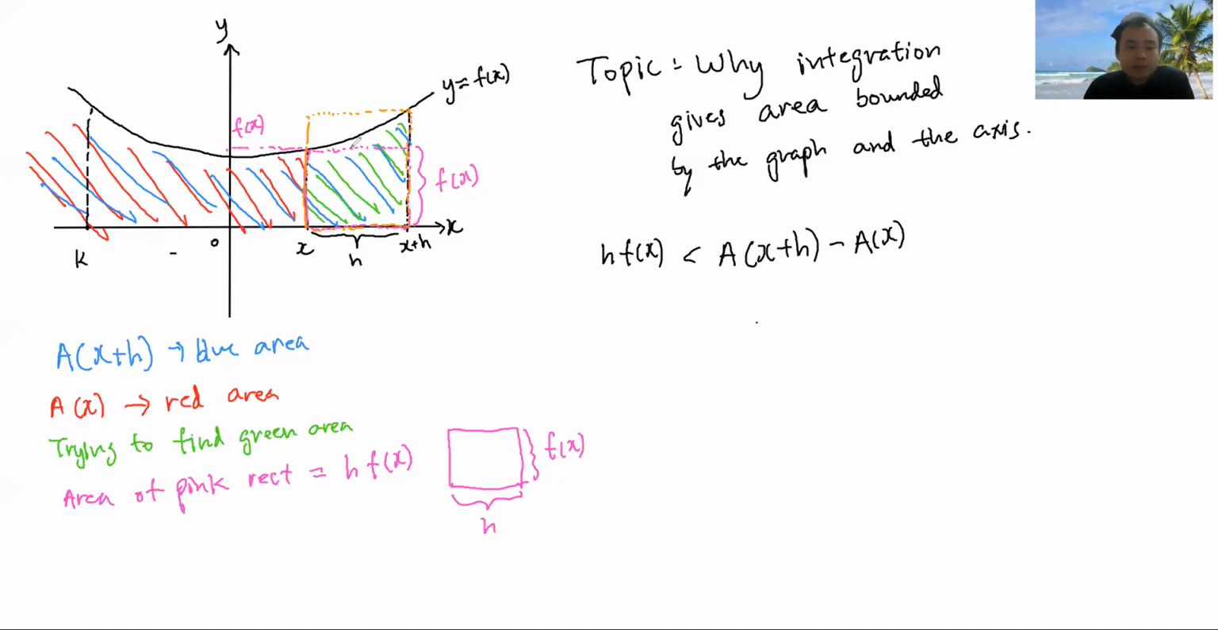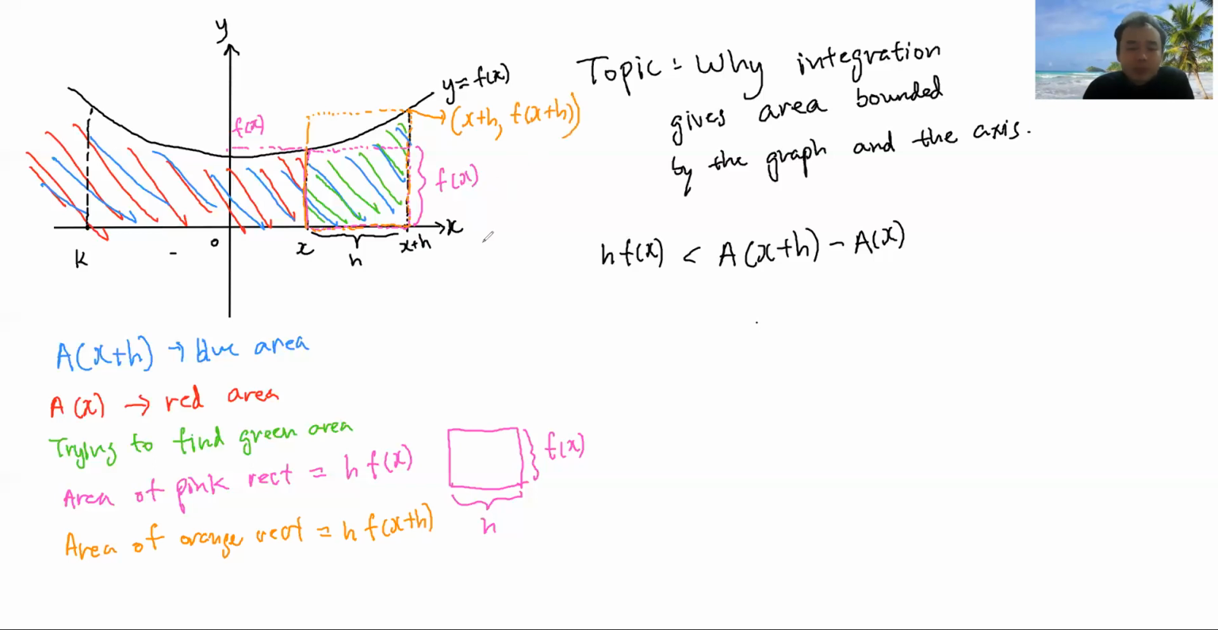Okay, orange rectangle. Can I say that the area of this orange rectangle is given by h times f of x plus h? Because at this point, the y coordinate is f of x plus h. So I'll just write it down like this. This is x plus h, and this is f of x plus h.